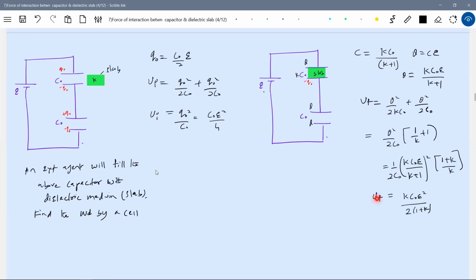Now, if UF got increased here, who will supply this? The battery. So does the battery do positive work or negative work? You have to compare all these things. For that, what do you have to do? Just take the initial and final data: with slab not filled, and slab after filled.